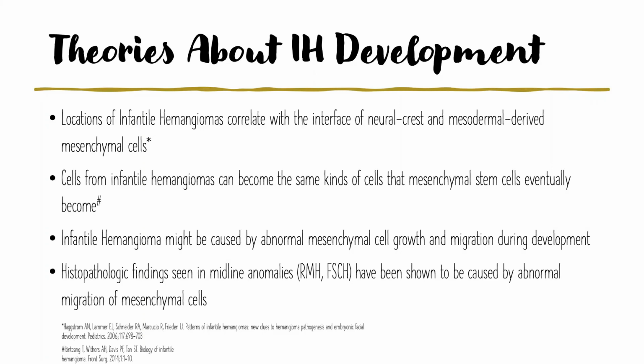Finally, some of the midline lesions we identified in our study, such as Rhabdomyomatous mesenchymal hamartomas and folliculosebaceous cystic hamartomas, have been shown to be caused by an abnormal migration of mesenchymal cells. All of these findings put together point toward mesenchymal cell involvement in the formation of infantile hemangiomas.